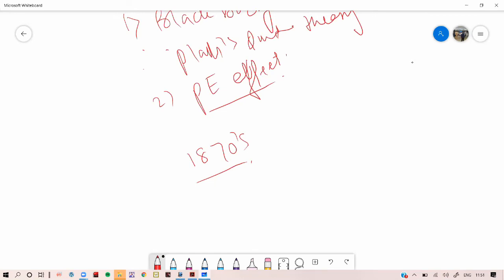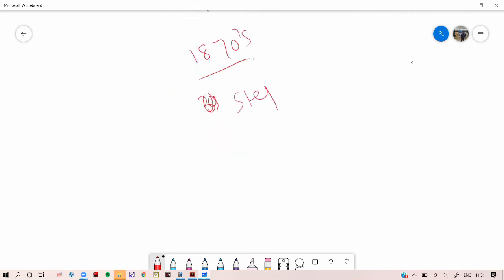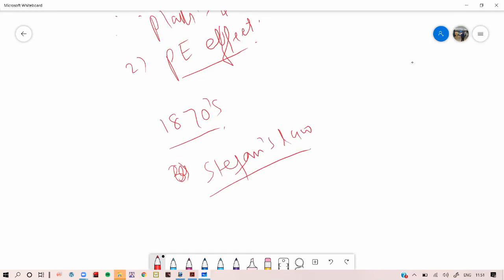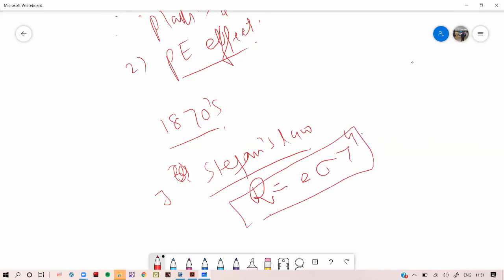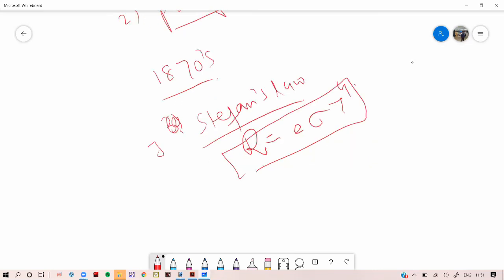And it was later explained by Stefan's law, which you have done in your lab, by J. Stefan. What Stefan said was that the power emitted per unit area by a black body, this R, is proportional to T raised to the power 4, the fourth power of temperature. So the temperature and the power emitted per unit area are related by this law.